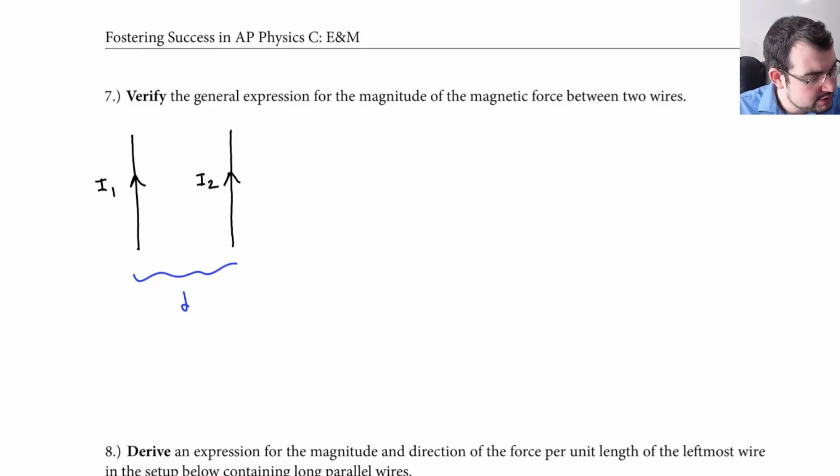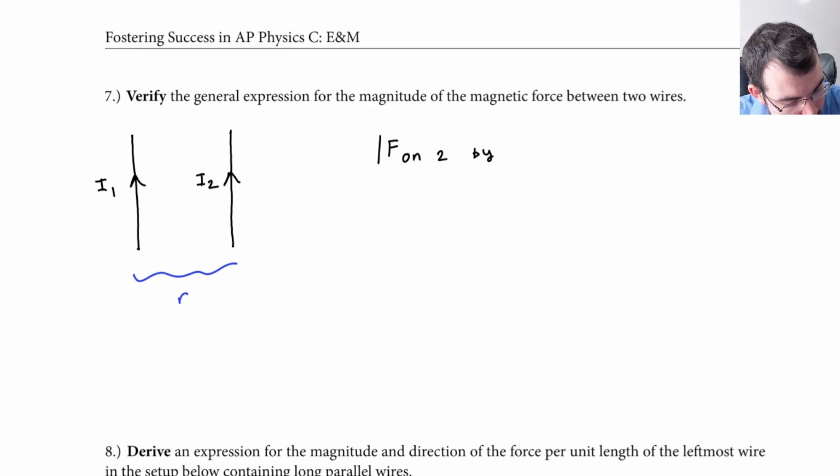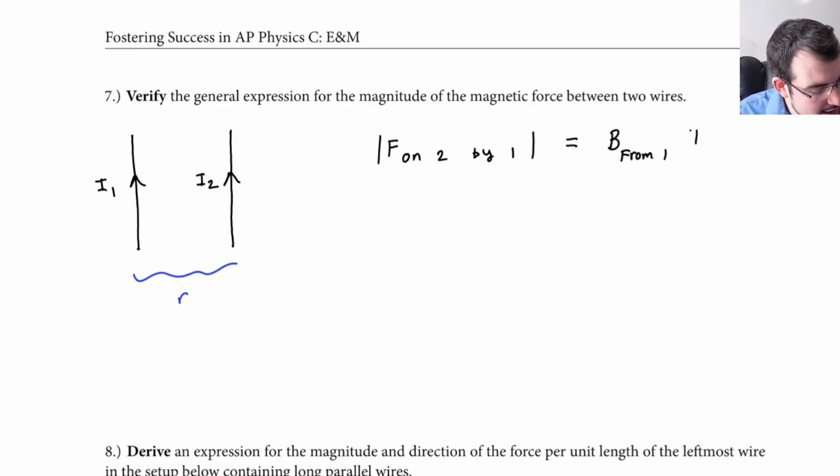So we can say, actually, I think it was r. It was r in the... So we'll say that F on 2 by 1 is going to be equal to the magnetic field from 1 times I of the second wire times the length of the second wire. So lots of subscripts to manage here.